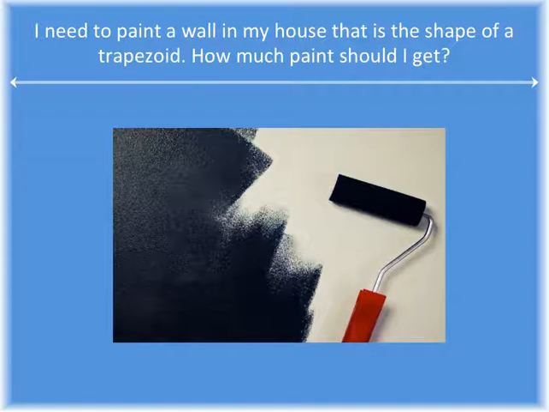Our last example. I need to paint a wall in my house that's the shape of a trapezoid. How much paint should I get? Again, you don't want to buy too much paint because you're wasting your money, but you also don't want to run out because if you go to paint the next day, the wall could appear streaky, or you could tell where the old paint and the new paint are.